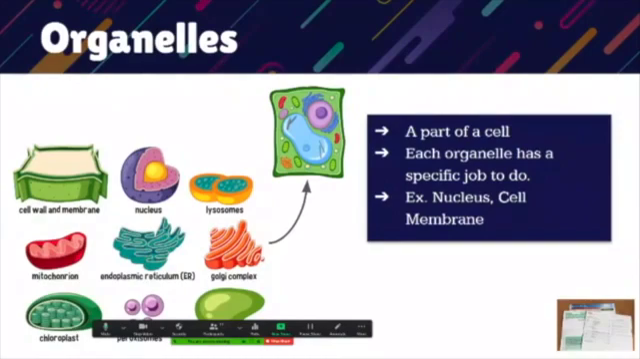Okay, so each part of a cell, or sorry, an organelle is a part of a cell. So you've probably seen in the last couple of weeks a picture of a plant cell. And inside the plant cell are these different parts, and we call them organelles. So every cell is made of several organelles, and each organelle has a specific job to do. And so some examples would be the nucleus or the cell membrane.